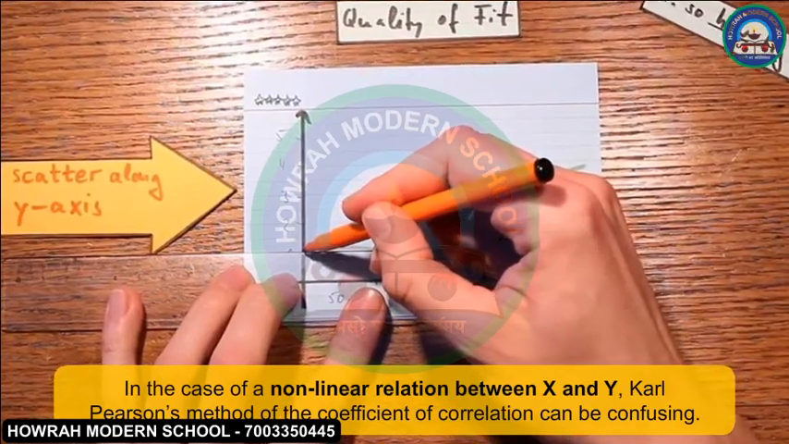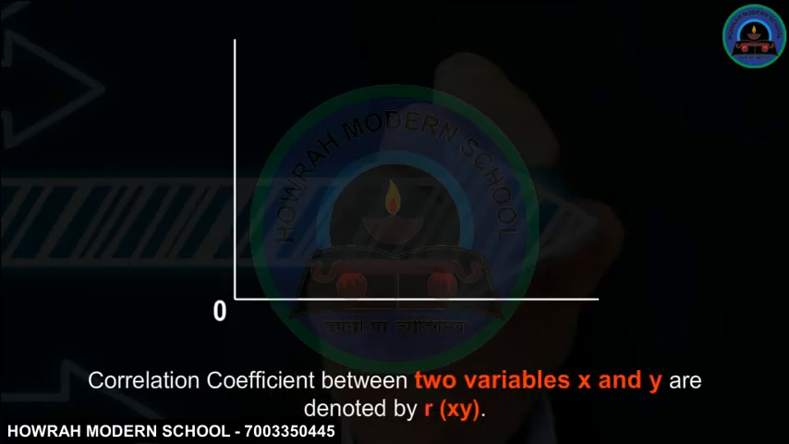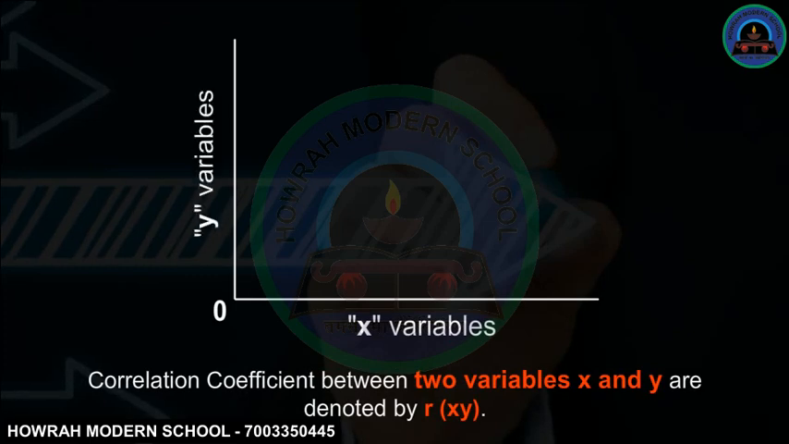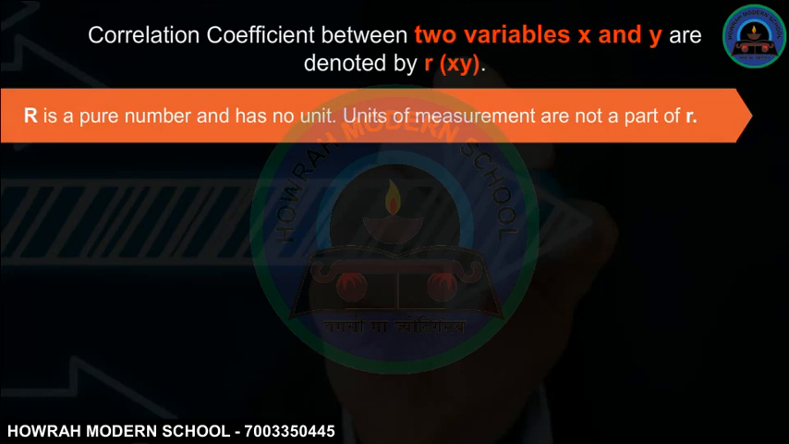Properties of correlation coefficient. The correlation coefficient between two variables x and y is denoted by Rxy. R is a pure number and has no unit.